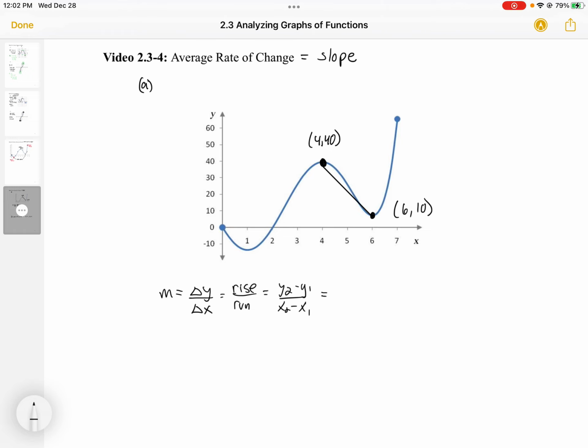So let's just use the formula since that's where I left off. I'm going to call this first point x1, y1, the second point x2, y2. We're just going to substitute our values in here. So we have 10 take away 40 over 6 take away 4. Make sure you keep that order consistent. This ends up being negative 30 over 2, which simplifies to negative 15. So the average rate of change between those 2 points is negative 15.